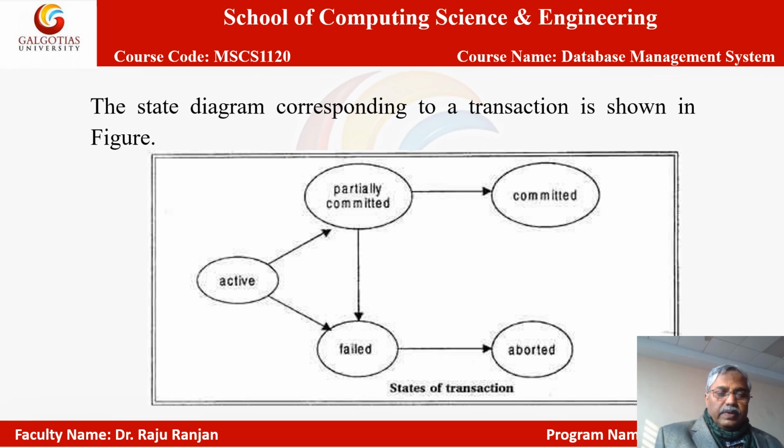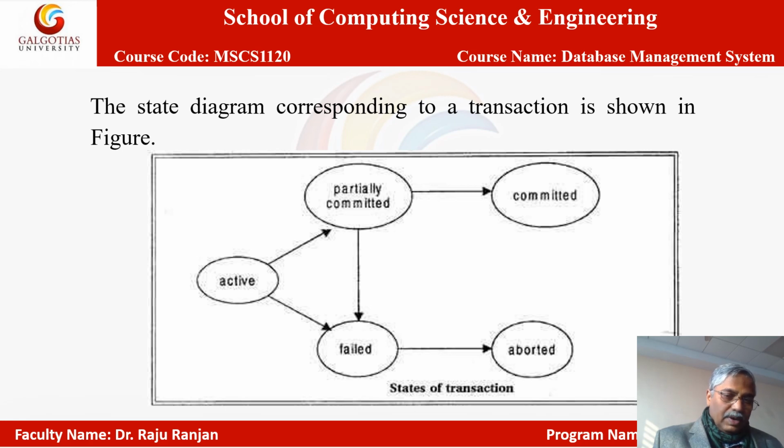So after discussing the type of states of transaction, this is the state diagram. The state diagram corresponding to a transaction is shown in this figure. Look here, when any transaction starts, then it starts from the active state. So first of all, we have the active state.